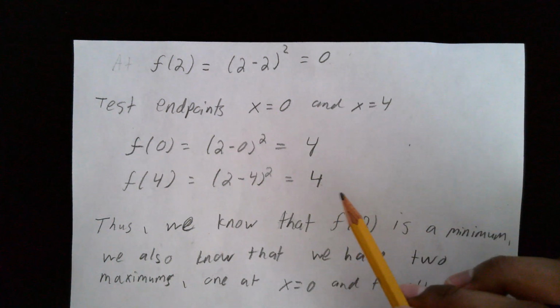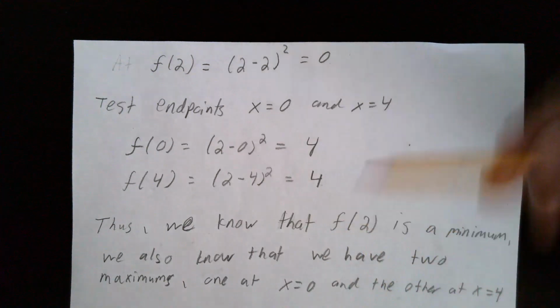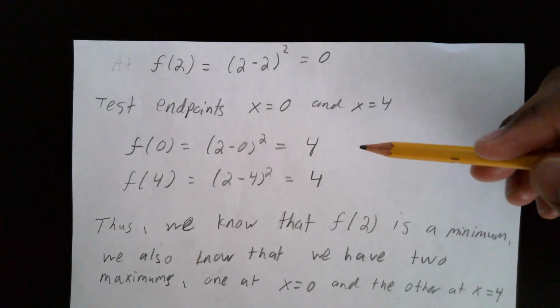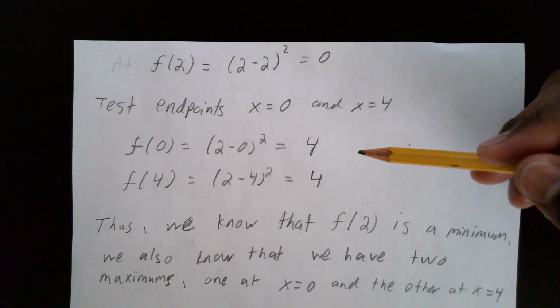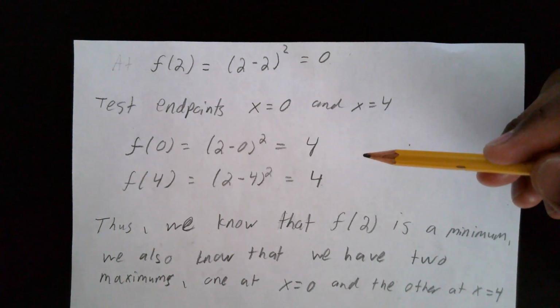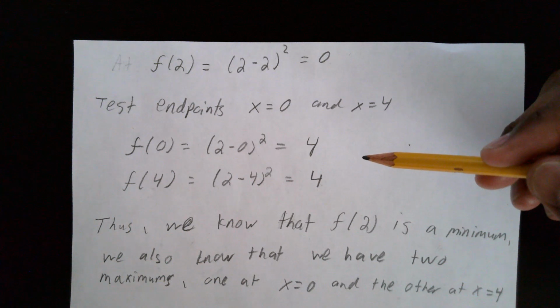So I'll repeat this again if that's confusing. If an endpoint gives you a y value that's lower than the values of all your critical numbers, then the endpoint will be your minimum. And if your endpoint happens to have a greater y value than all your critical numbers, then that would be a maximum.